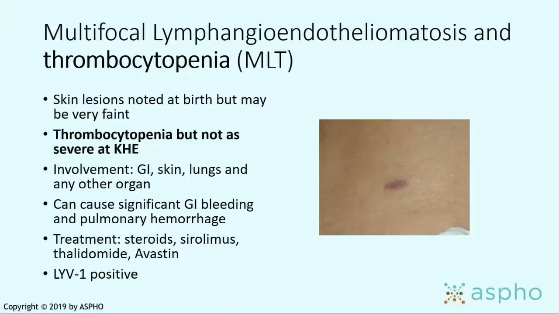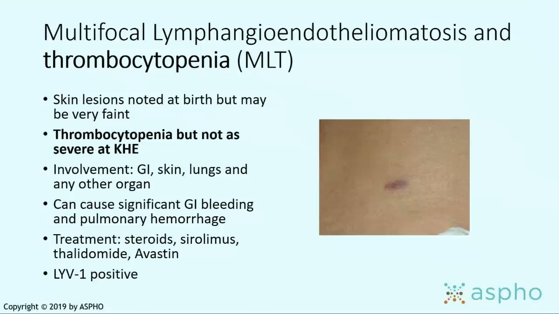And there's another diagnosis called multifocal lymphangioendotheliomatosis and thrombocytopenia, abbreviated MLT, which is a little bit like a tumor and a little bit like a malformation. Has anybody seen it? The other word for it is CAT. There are two groups that debate back and forth on what to call it.